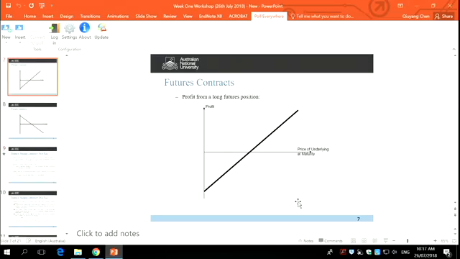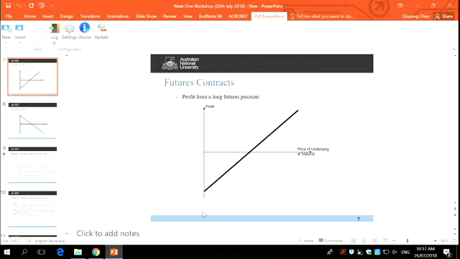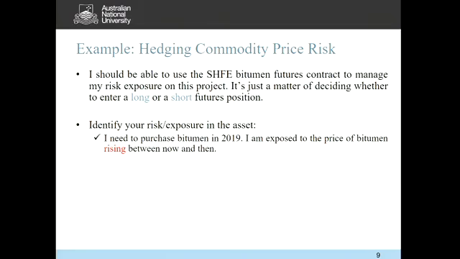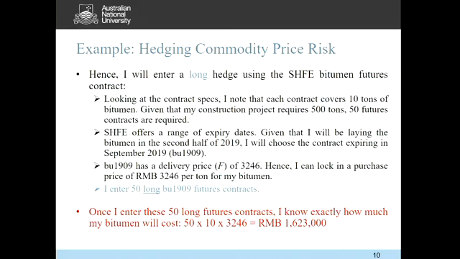Let's go back to the profit diagram of futures contract, right? So this is a long position, this is short position. It's quite obvious in this case, we should take a long position, right? Because as we can see, for the long position, the value of the future increases as the price of the underlying assets increases. In other words, when the bitumen price increases, the value of our futures contract increases. And that provides an offsetting payoff that can largely remove the risk exposure we were exposed to. All right, so the answer is, we should take a long futures position, and the textbook calls it a long hedge. All right?